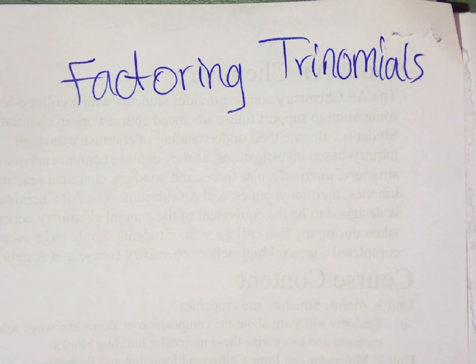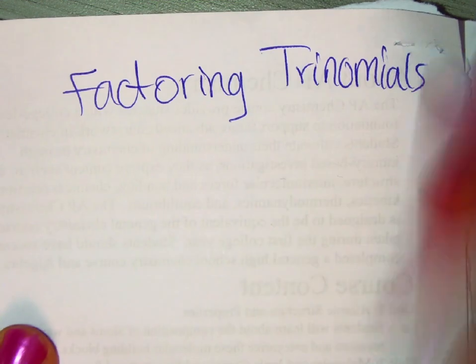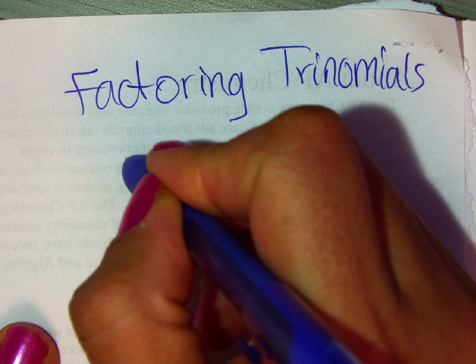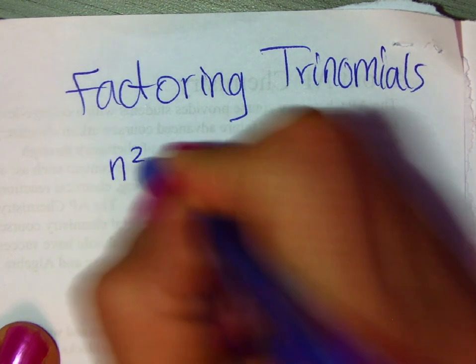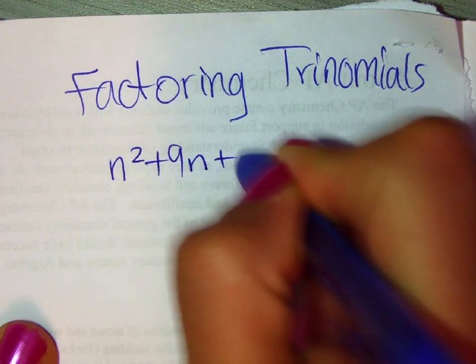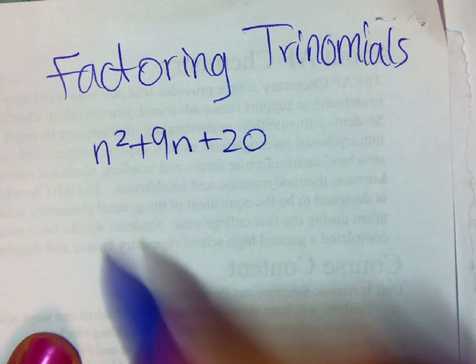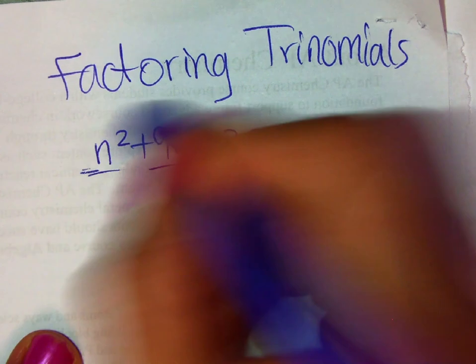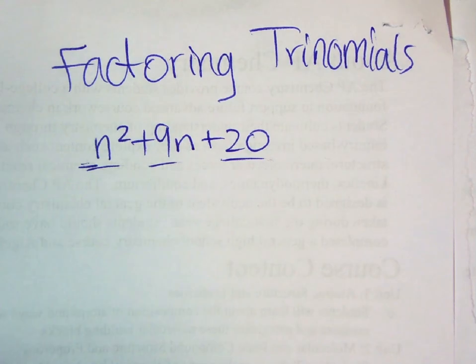Hey students, in this short video I'm going to explain how to factor trinomials, specifically trinomials that start with a number 1. So for example, we have n squared plus 9n plus 20. This is considered a trinomial. It has 3 terms and the front has a coefficient of a number 1.